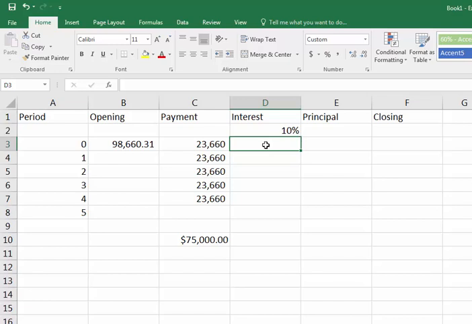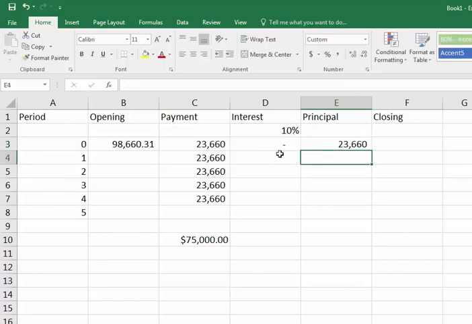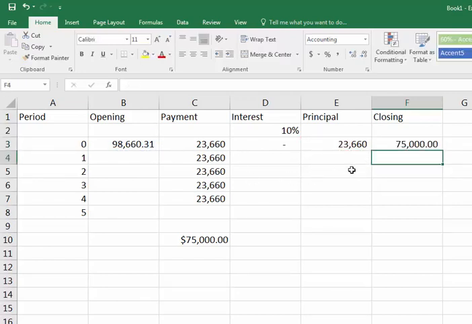Obviously, if I have payments in advance, the interest component of the first payment is 0, and the principal component is the payment minus the interest, and of course that's the full amount of the payment. My closing balance now becomes the opening balance minus the principal, and that gives me my closing balance of $75,000. And as you'd expect, you can see that that's equal to the present value of the remaining 4 cash flows.